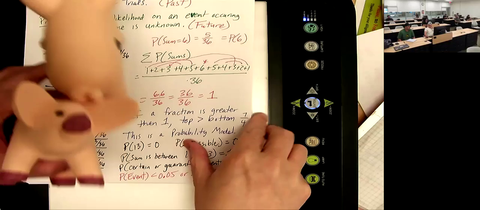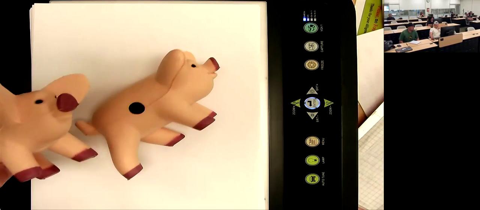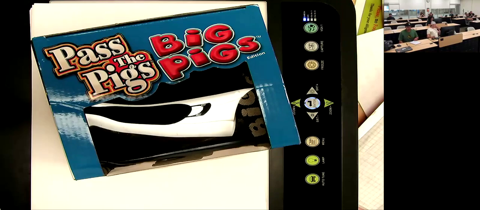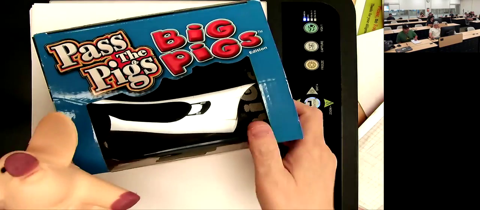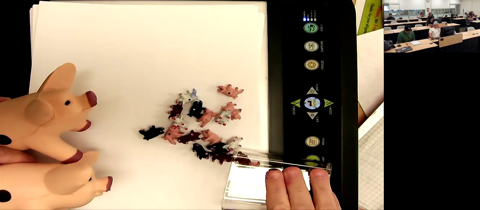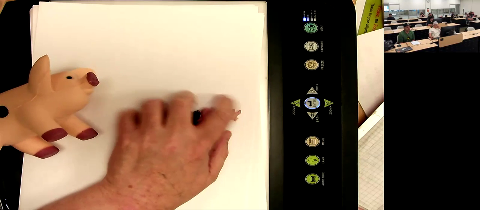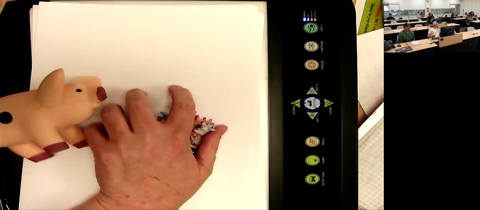Alright, so what we were looking at was classical outcomes with dice. There's a game called Pass the Pigs. That's what it looks like. These are the big pigs. They come with smaller pigs, of which I have a bunch. You roll them like dice. So that's what we're going to do as a group activity.